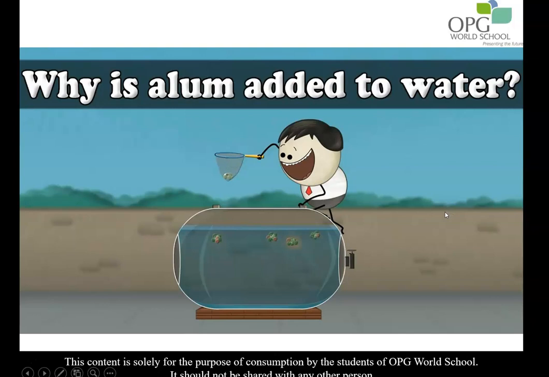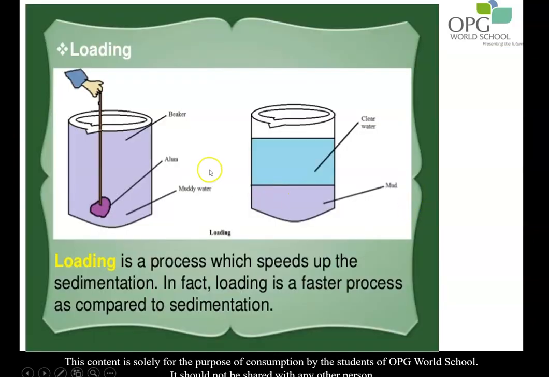Now we come to the next method in which we can separate the insoluble solid from liquids by using alum. But why is alum added to water? The process by which we can separate the floating insoluble particles from water is called loading. In loading, we use a chemical called alum. So this process just speeds up the rate of sedimentation.